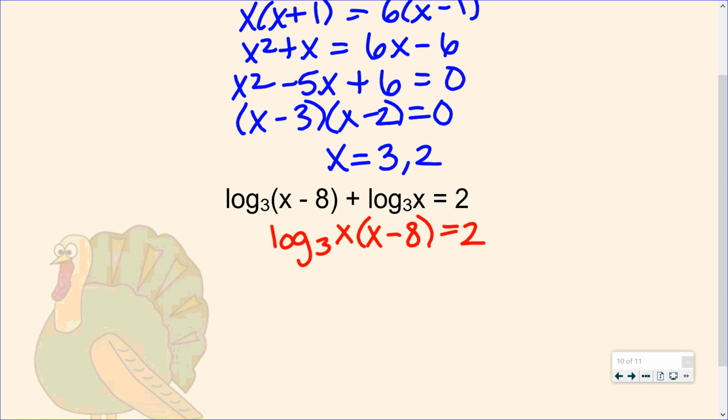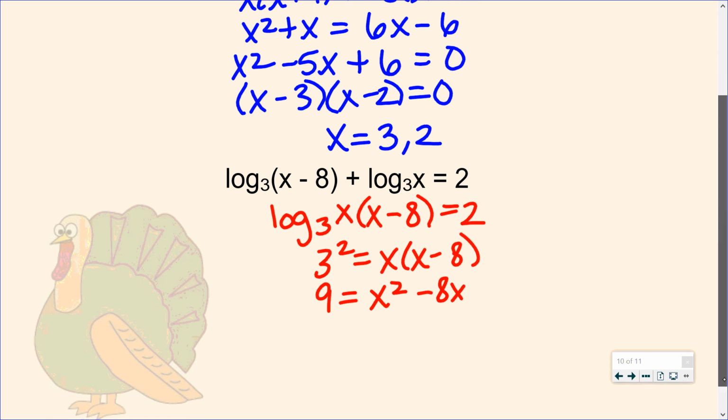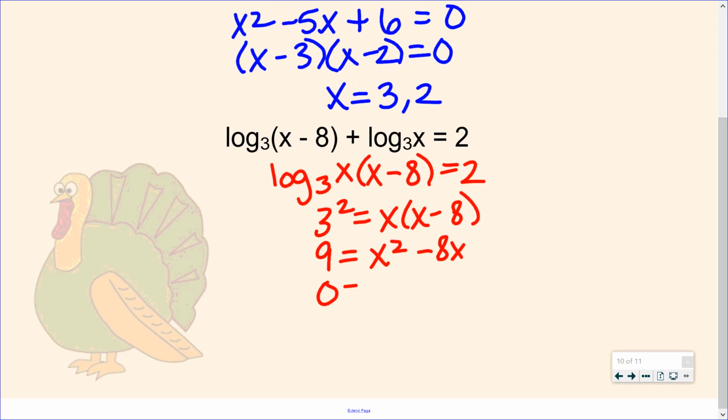But I've created one log that's isolated. So if I have one log that's isolated, what can I do next? Write it as an exponent. So it's kind of a combination of the two now. We condensed, and now because we have one log, we can write with exponents. What does it look like with exponents? X times x minus 8 equals 3 squared, which gives me 9. X squared minus 8x equals 9. Again, I have a quadratic. So set it equal to 0.